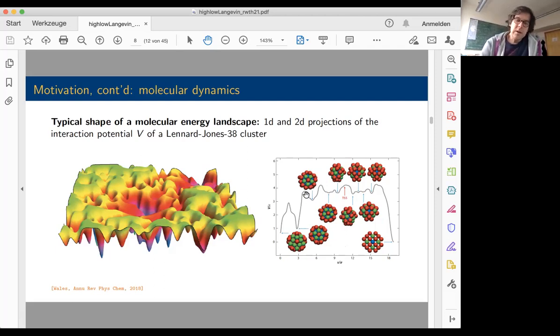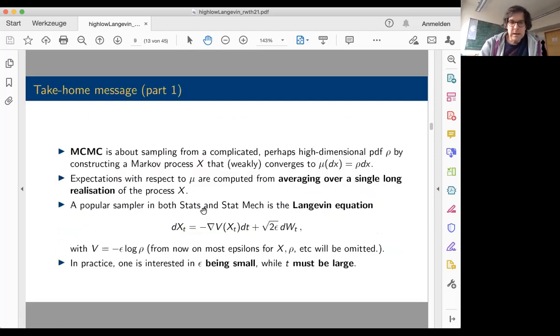And typically in these applications, what determines the speed of convergence is this ratio between delta V and epsilon, where delta V is the energy barrier of the energy minimum that I have to leave in order to reach the next one. Typically this ratio is fairly large. So this means that epsilon, or the noise level, is small compared to the typical energy barrier in my system. Okay, so this is now part one of the take-home message.